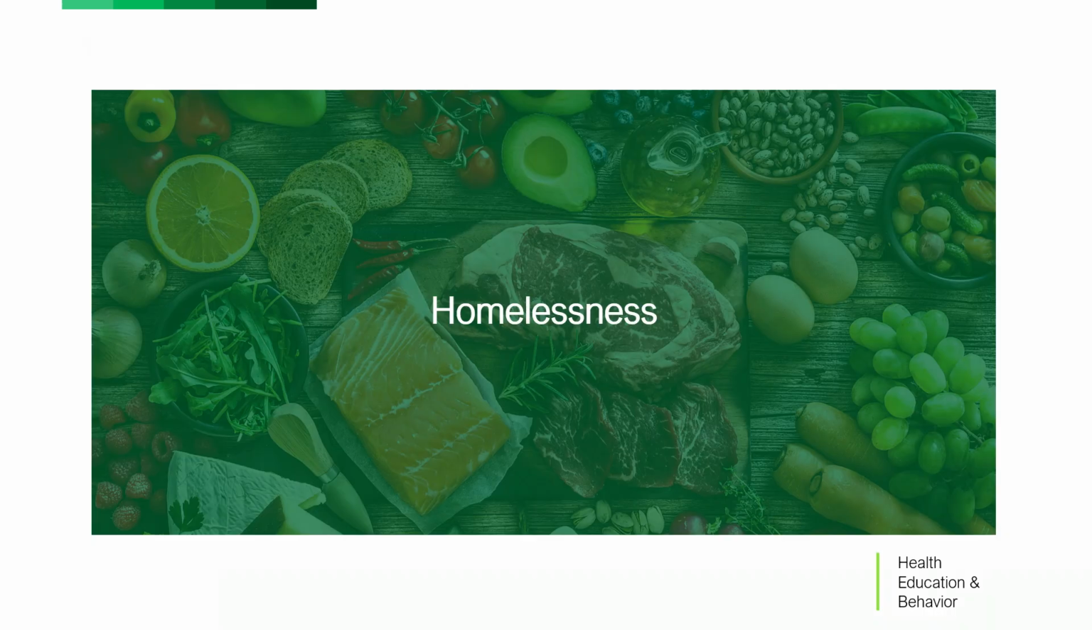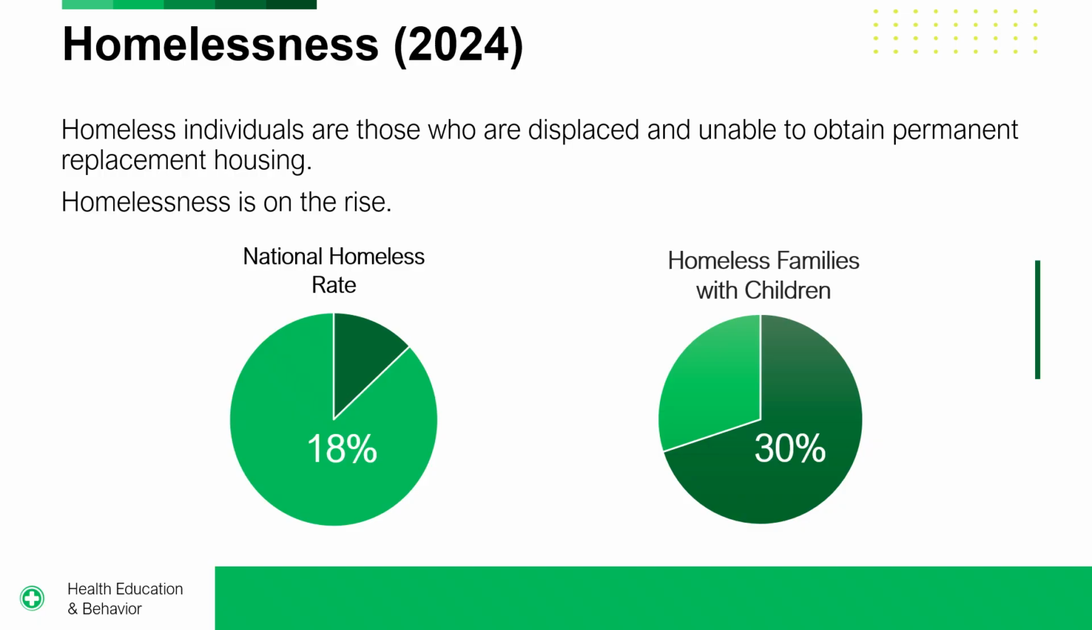Homelessness. Homeless individuals are those who are displaced and unable to obtain permanent replacement housing. And sometimes you see a new term called the unhoused. But homelessness is on the rise. And according to data from 2024, 18% is the national homelessness rate. Additionally, when we look at the homeless population, 30% of homeless families have children.